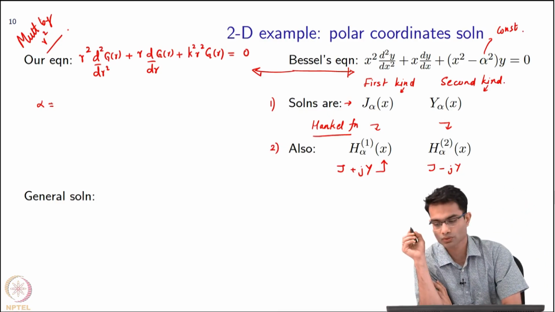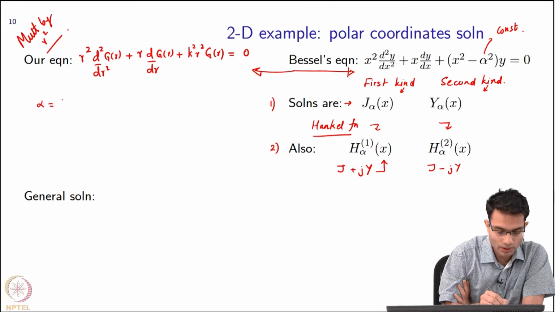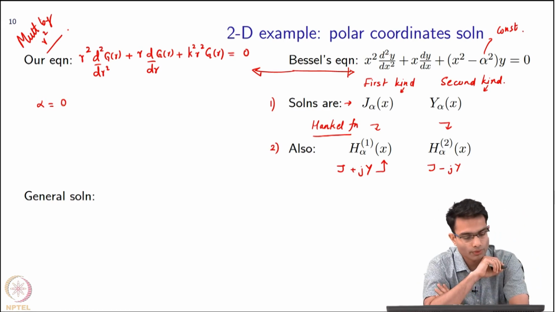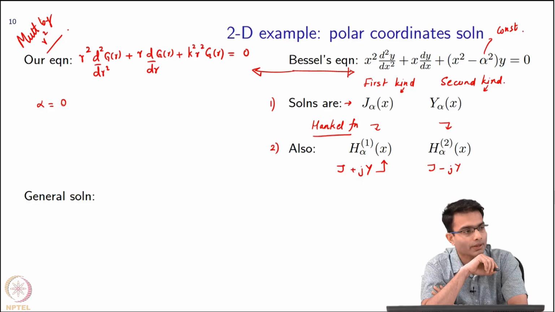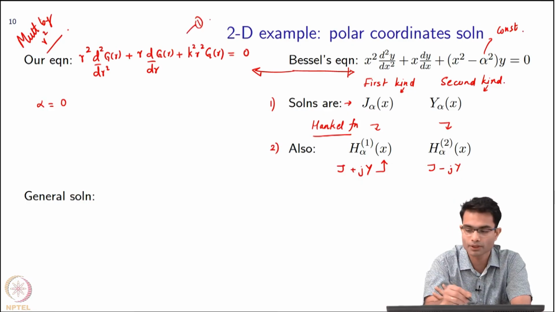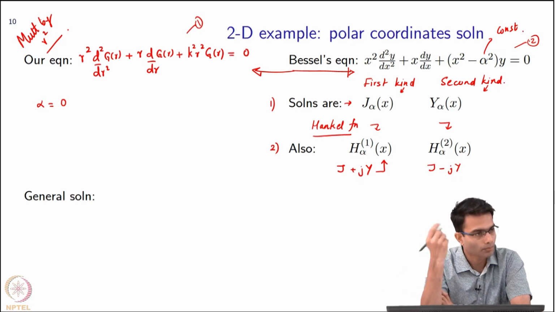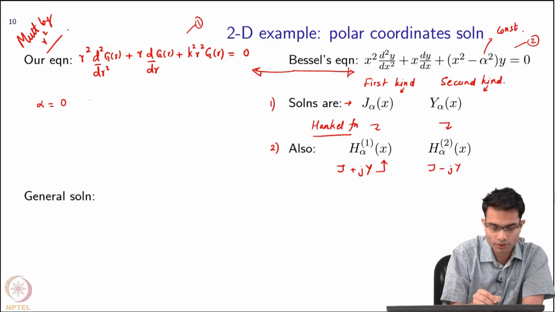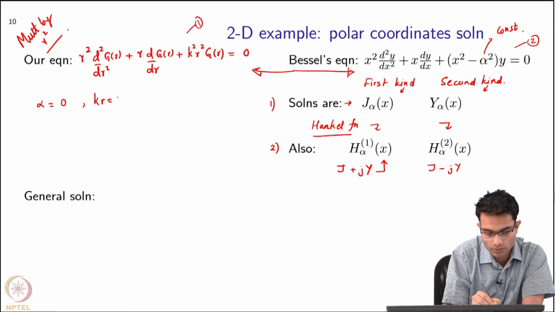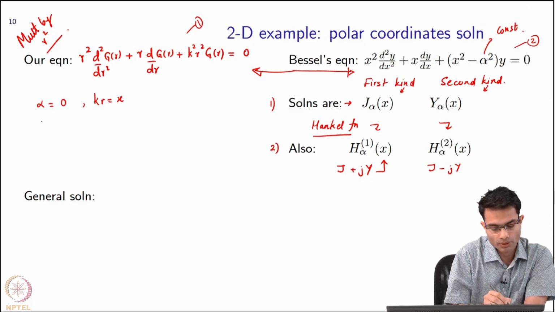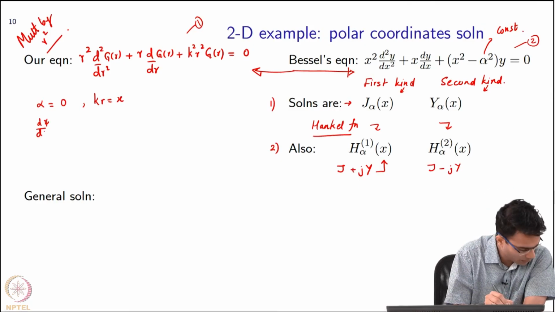Alpha is 0, there is no constant r term, right, alpha equal to 0. So, to convert this equation, how do I convert our equation 1 into equation 2? Put kr as a new variable, right. So, supposing I put kr is equal to x. Okay. So if I take d psi by dr, that's what I want to worry about.